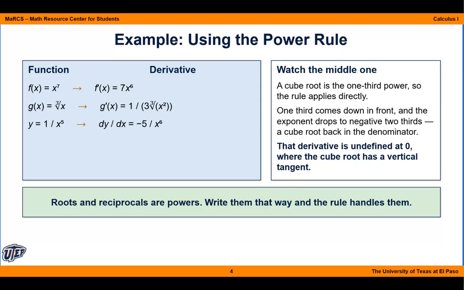For y is equal to 1 over x to the power 5, rewrite the function as y equals x to the negative 5. The derivative is dy/dx is equal to negative 5x to the power negative 6, or dy/dx is equal to negative 5 divided by x to the power 6. The main idea is to recognize roots and reciprocals as powers. Once the function is in power form, the power rule applies directly.